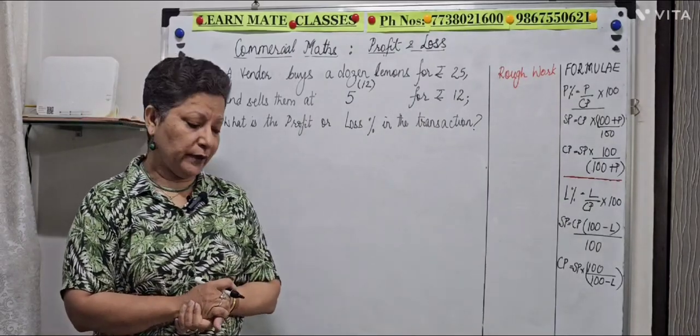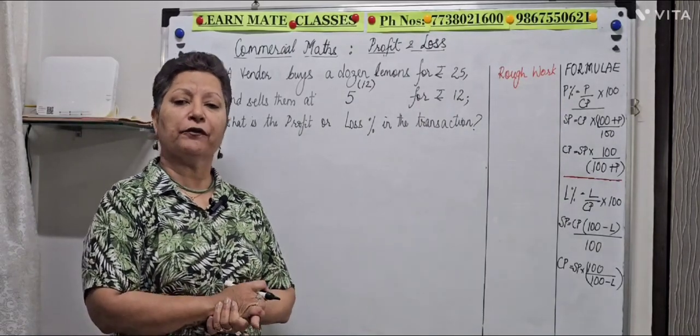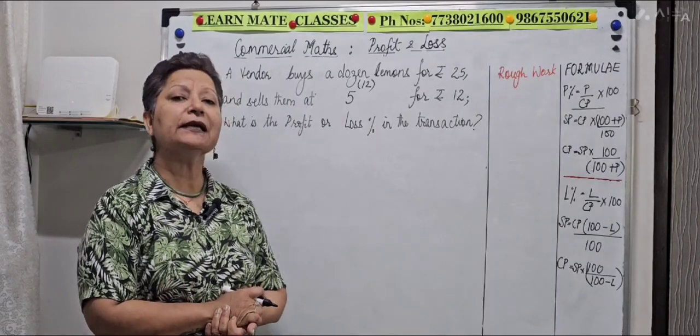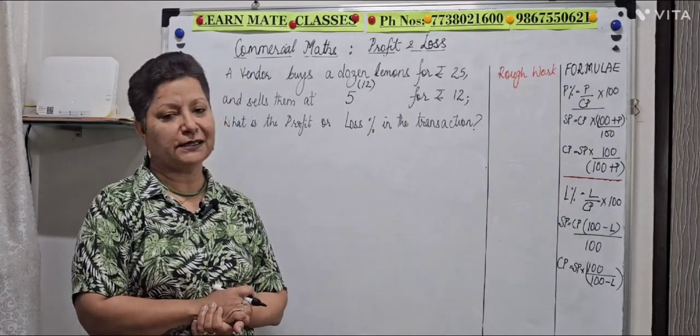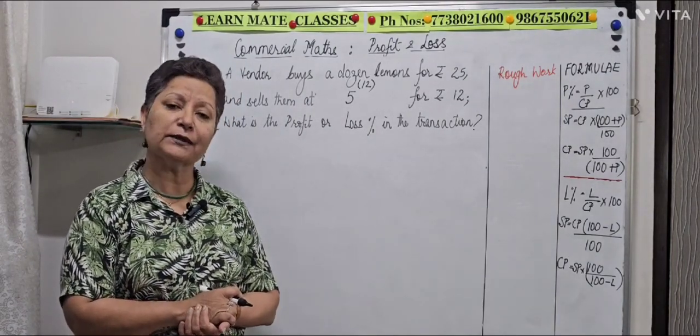There was one thing which I told you right in the beginning: I can only talk about profit percent or loss percent if the number of things sold is the same as the number of things bought.